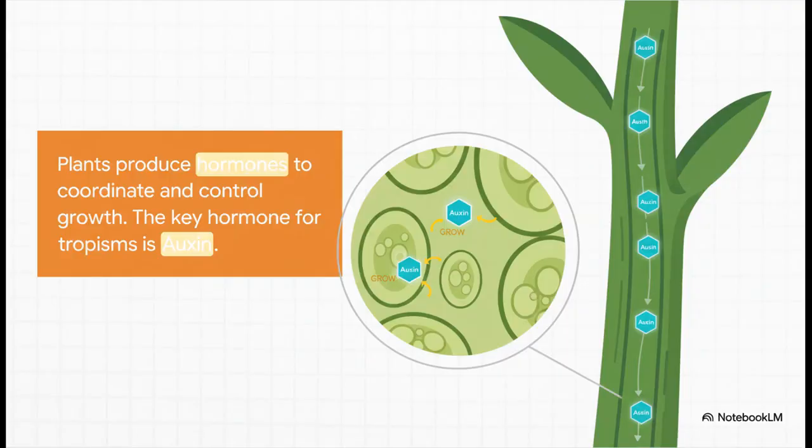So, how does the plant actually manage all this? It's not thinking about it. It's all down to chemistry. The real hero of the story is a powerful little chemical messenger, a plant hormone called auxin. This is what tells all the cells what to do.